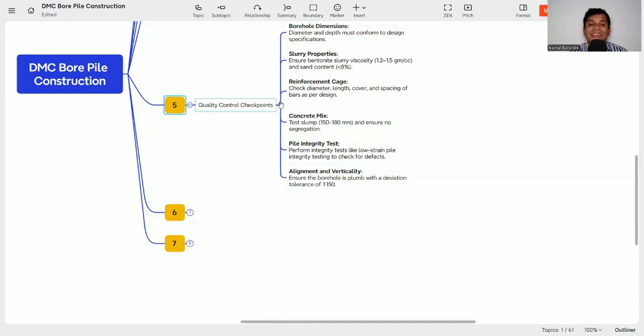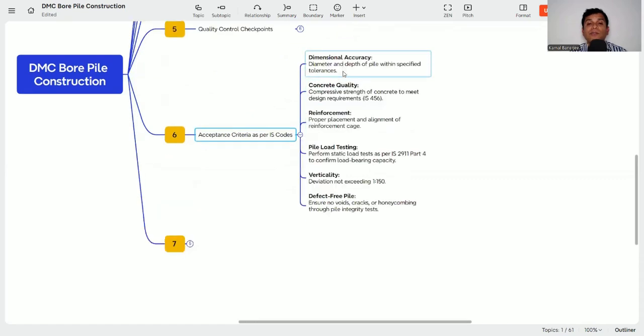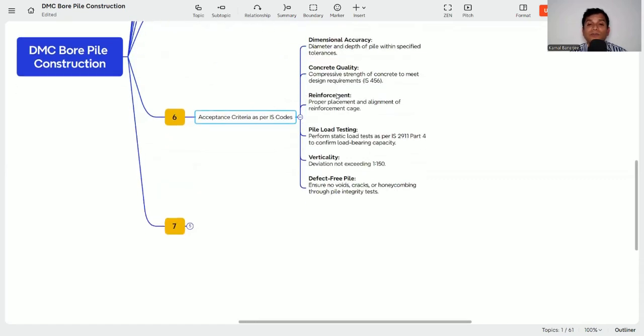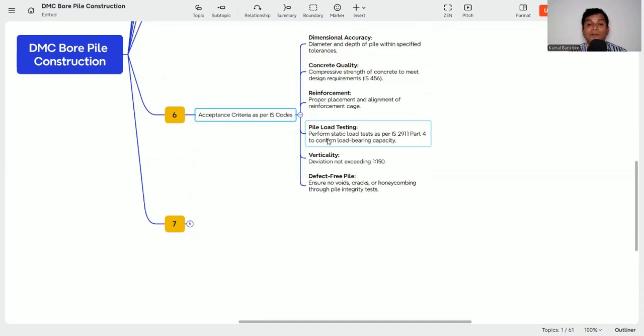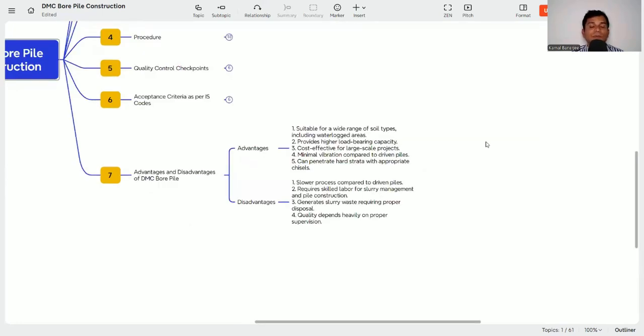The next part for the DMC bore pile is acceptance criteria as per IS code. That is dimensional accuracy, concrete accuracy, reinforcement, pile load testing, and then verticality and defect-free pile, which I also discussed. The next part is the advantages and disadvantages of the bore pile. Why you are using bore pile, which area it is suitable for and which area we cannot.